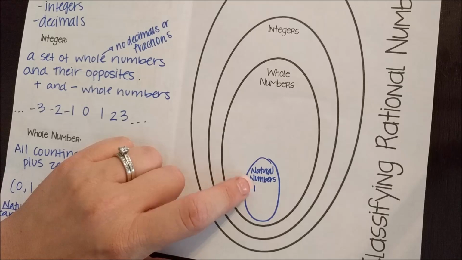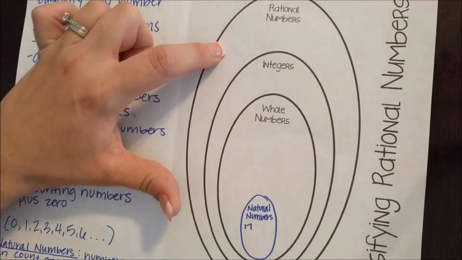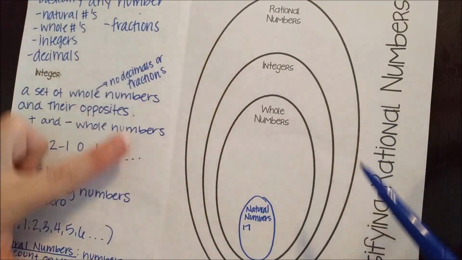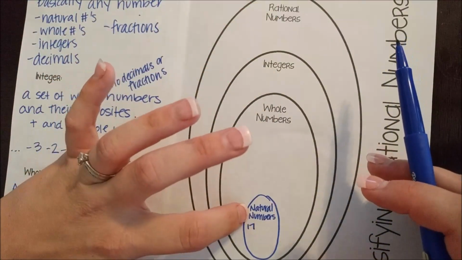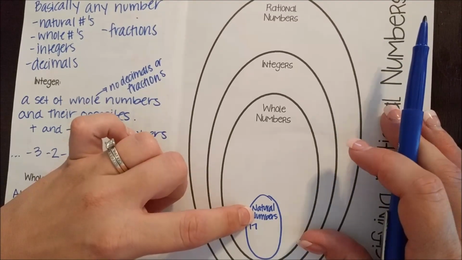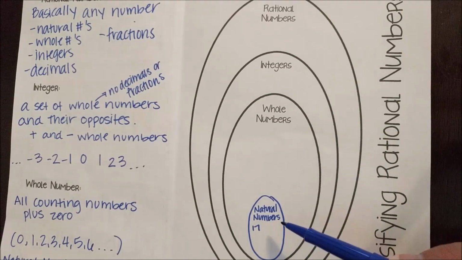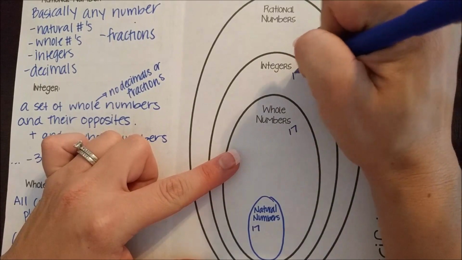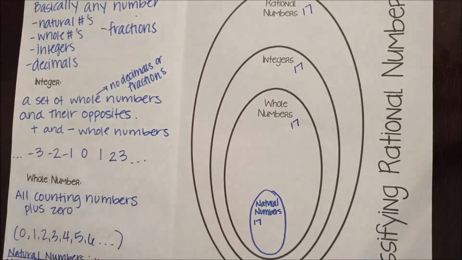If 17 is in this small circle, that means it also is inside all these bigger circles, because you can see this small circle is inside all these bigger circles. Think of it like the layers of an onion. The middle part of the onion is inside all these other layers. So 17 would be a natural number, a whole number, an integer, and also a rational number. Okay, what about 0? Where would 0 go?